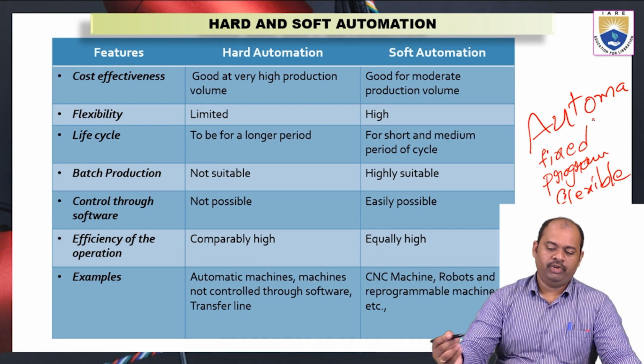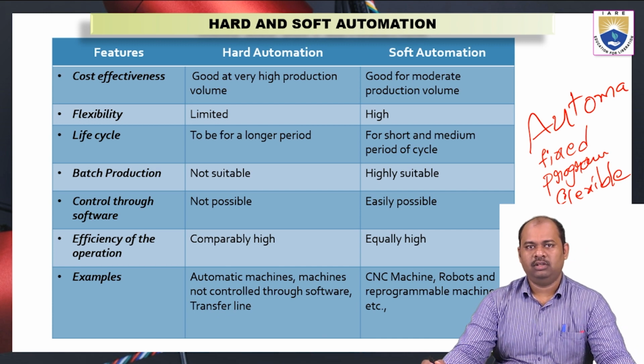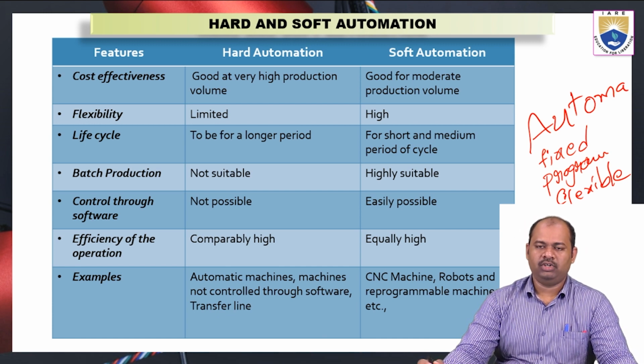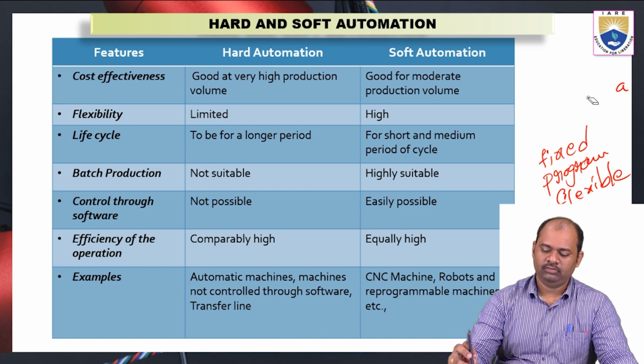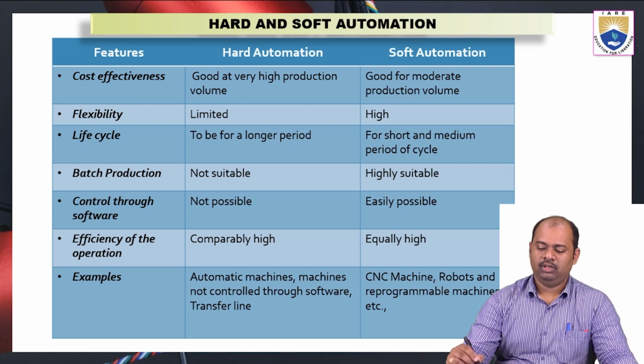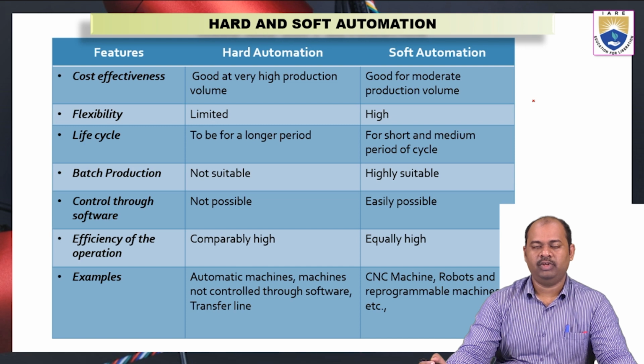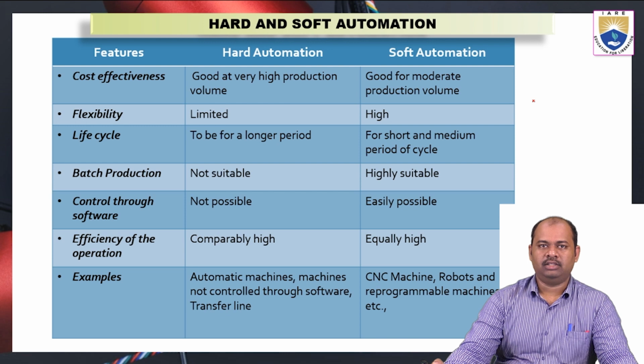Coming to different automations, in this slide, we have hard and soft automations. First of all, what is hard automation and what is soft automation? There is one difference between these two. Hard automation directly relates to the mechanical parts or elements which are being used in the control. When we are using some machines, then we can call it hard automation. When we are using some kind of program for automation, then we can call it soft automation.